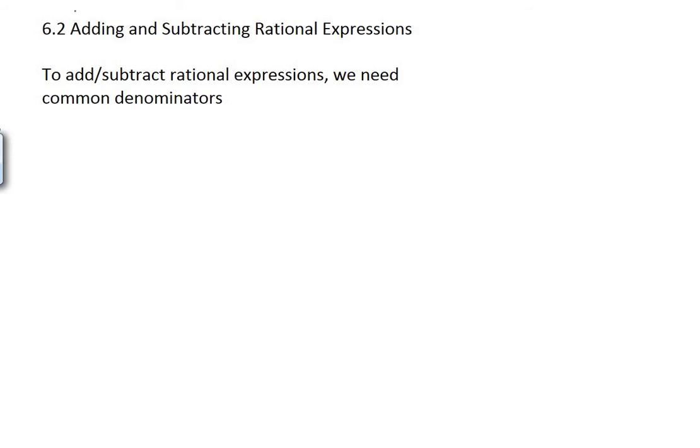Hey guys, I want to talk to you about how to add or subtract rational expressions. The idea is very similar to adding and subtracting fractions. We need common denominators in order to be able to add or subtract. So adding or subtracting rational expressions is, in my opinion, the harder of the operations. Multiplying and dividing is a little bit nicer because all you have to do is factor and then maybe cross simplify. But let me just show you real quick how to subtract two expressions that already have common denominators.